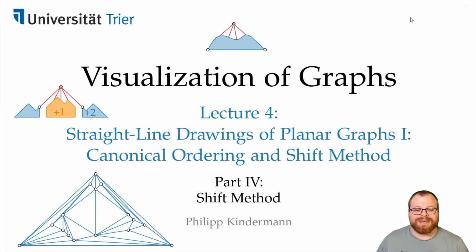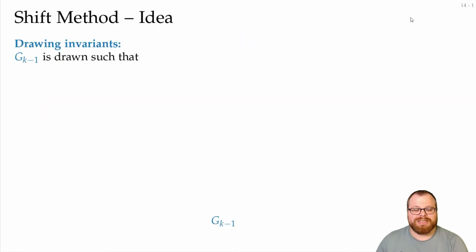We will now have a look at the so-called shift method that takes a planar graph and its canonical order and lays out the graph in this order. This, of course, works inductively, so we want to keep up some drawing invariants.